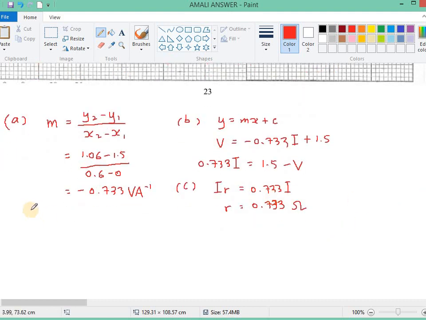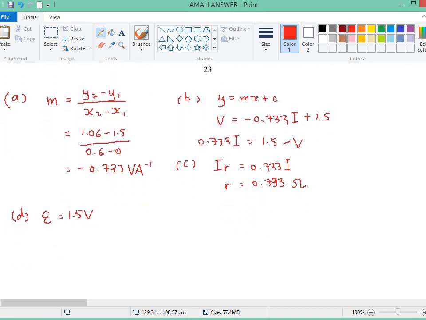Okay, after that is D. Okay, D, they want you to determine the EMF. So by comparing this equation with IR equals E minus V, you can straight away get that the EMF will be equal to 1.5 volt. Okay, so this symbol is actually the symbol for EMF. Alright, so this is the first of the few types of questions that maybe they will ask. If they ask this kind of question, then this is the way that you answer.